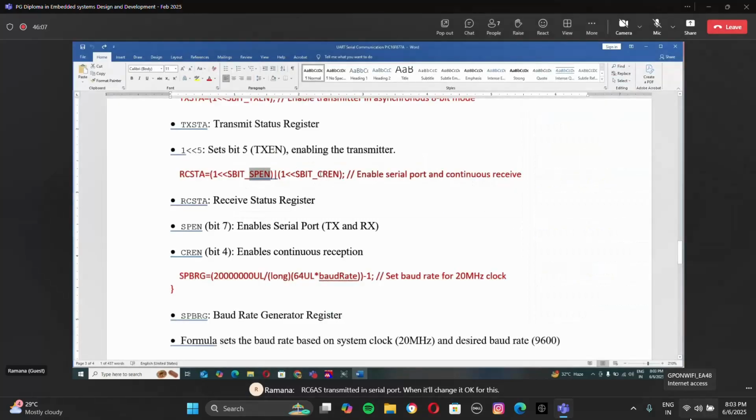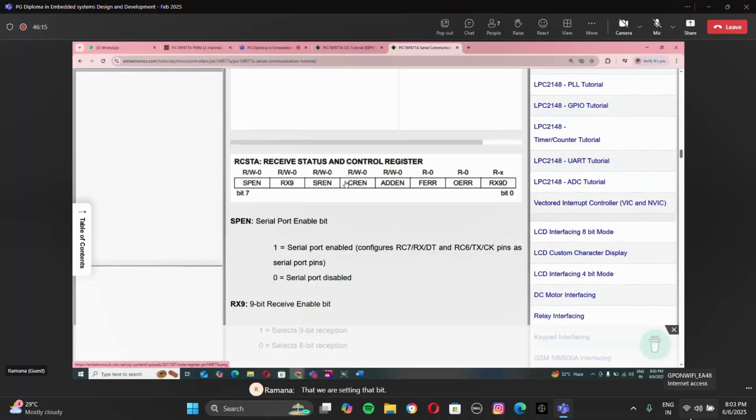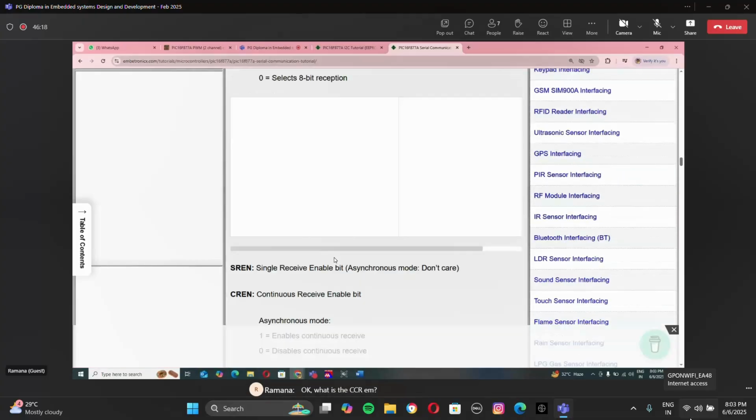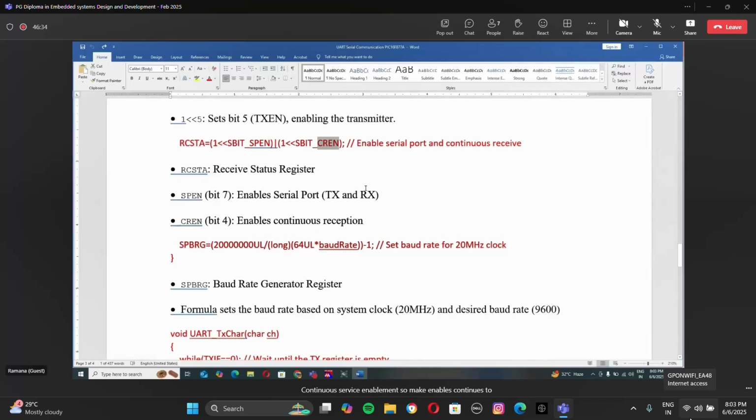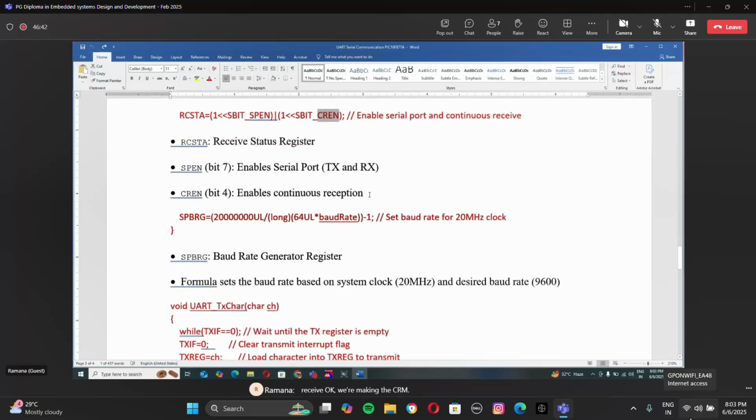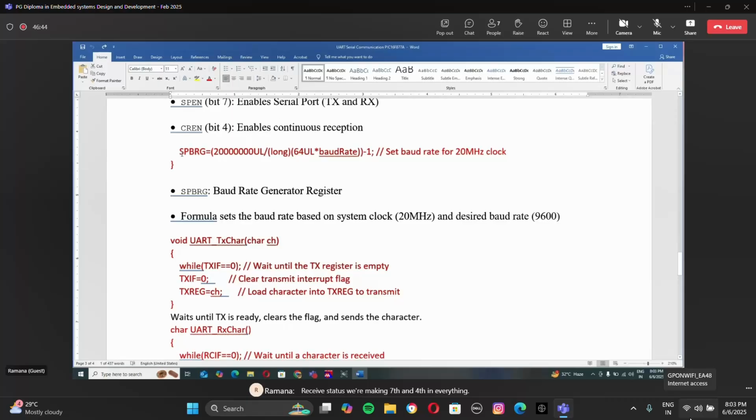And CREN, we are setting that bit. What is CREN? Here is CREN, the continuous receive enable bit, which enables continuous receive. We are setting that. So in the receive status register, we are enabling the seventh bit and the fourth bit. And this is another register.